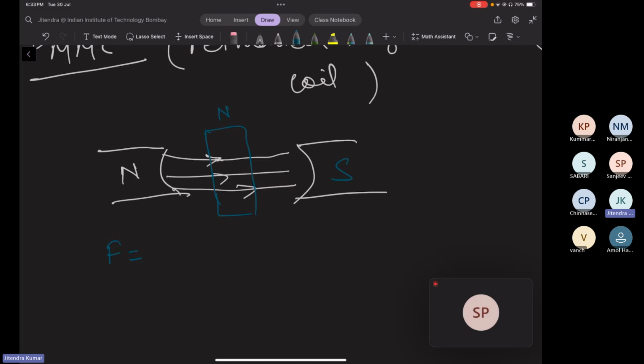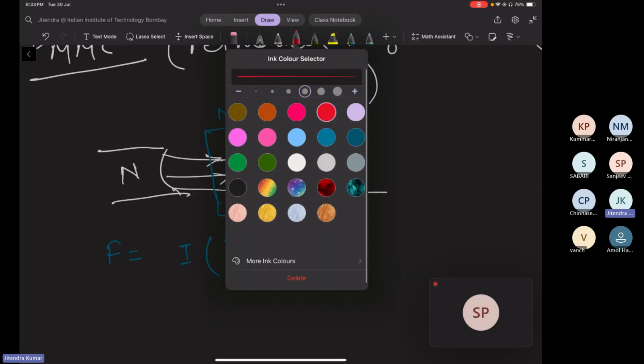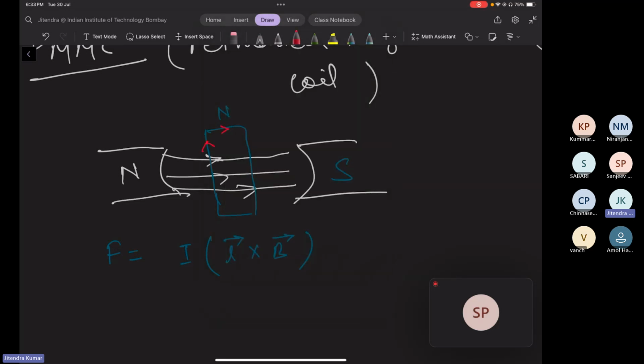According to Lorentz law, it should be I L cross B, right? If the current is flowing in such a manner, consider this as a coil, then the force is L cross B. Here, this is the L vector, and this is B.